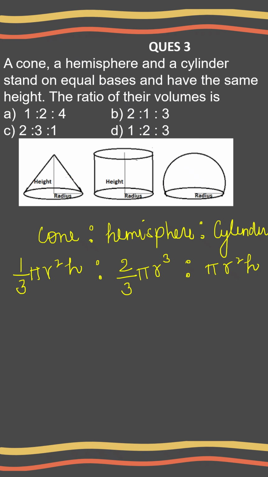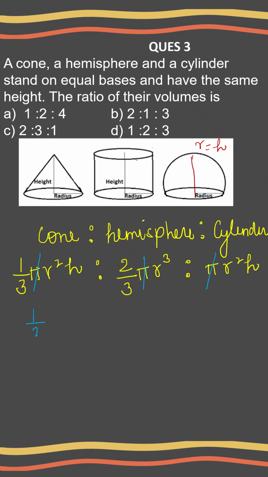Question number 3. A cone, hemisphere and a cylinder stand on equal bases and have the same height. Find the ratio of their volumes. So write the volumes of these solids in the order given. Volume of cone is 1 by 3 pi r square h. Hemisphere 2 by 3 pi r cube. Cylinder pi r square h. Now in hemisphere, radius and height both are the same. So whatever is same, first cancel it out. Pi is common in all three.